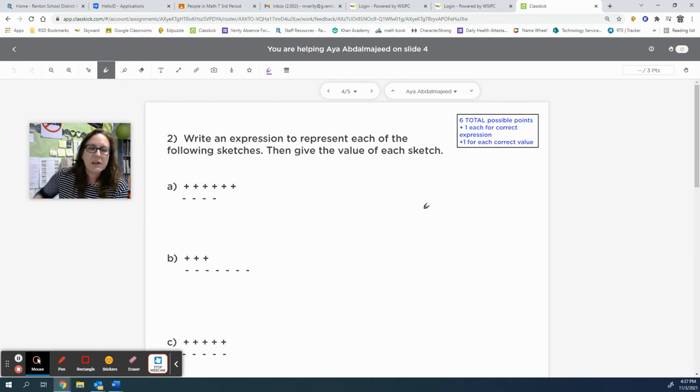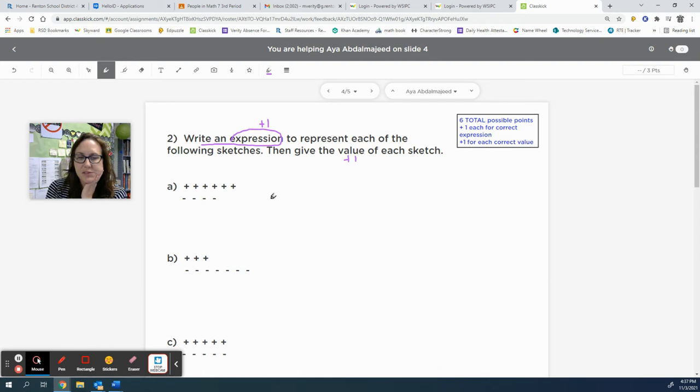The directions are: write an expression. So this time we're writing an expression, a number plus another number, to represent each of the following sketches. Then give the value. So we're doing 2 different things. You get a point for the expression, and you get a point for the correct value written down. So this is where you get to practice your zero pairs. Let me write the expression first.